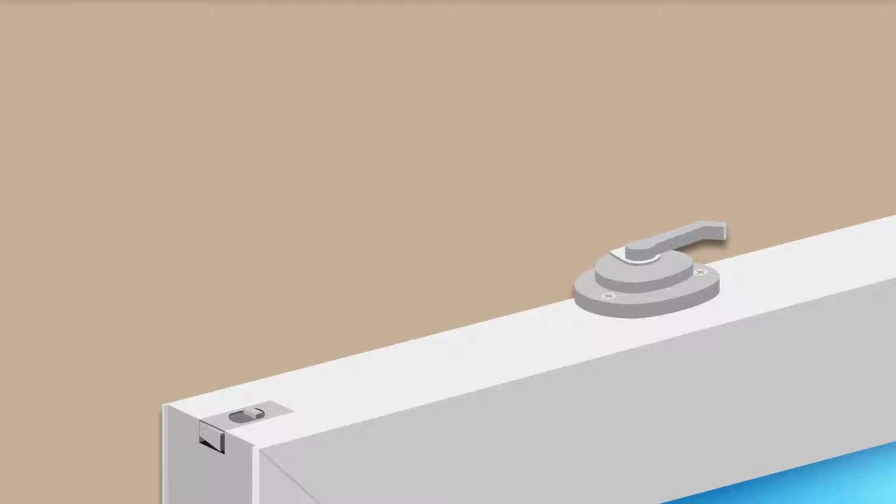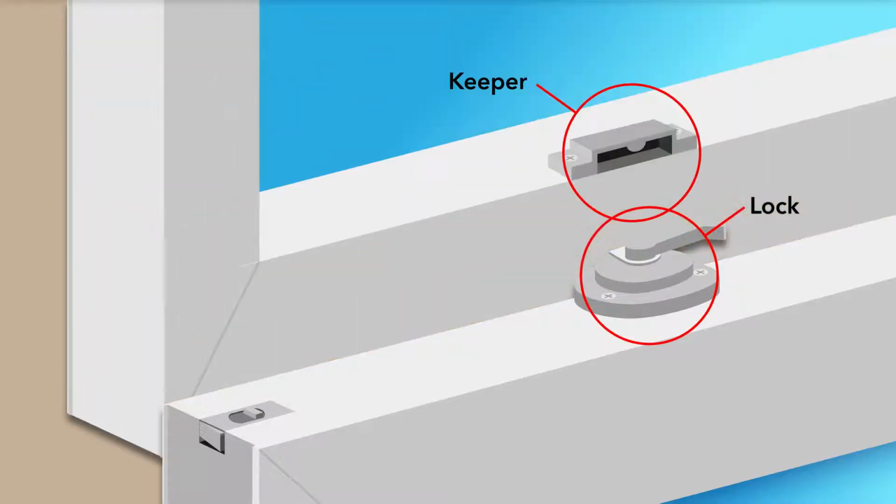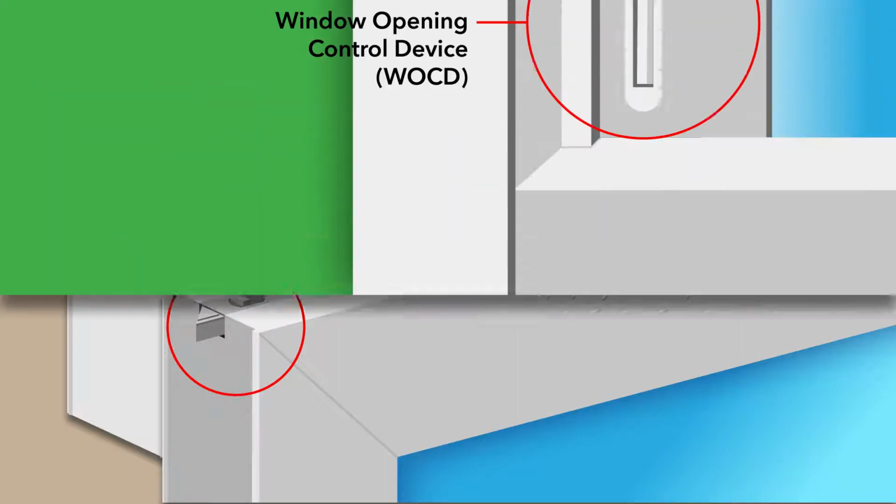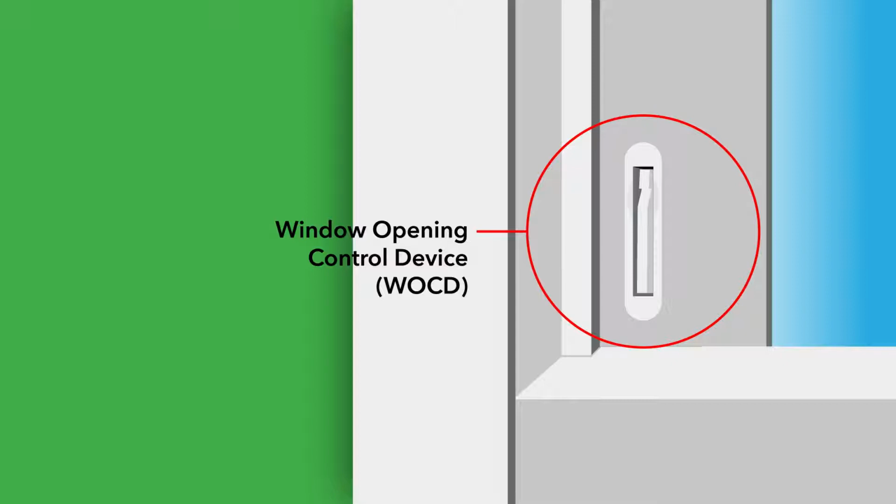The lock sits on the top of the bottom sash lock rail, and the keeper sits on the bottom of the top sash on the meeting rail, where the two come together. The tilt latch also sits on the lock rail and allows you to tilt the sash in for easy cleaning from inside your home. Along with the lock, a window opening control device, WOCD, is optional on some windows.